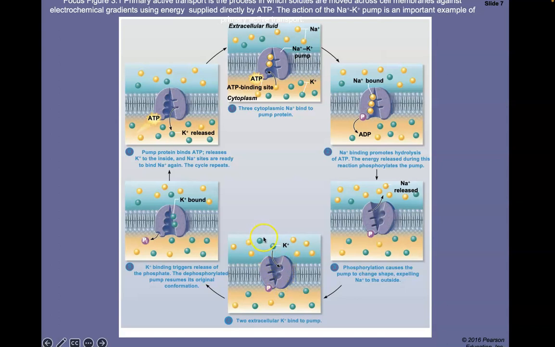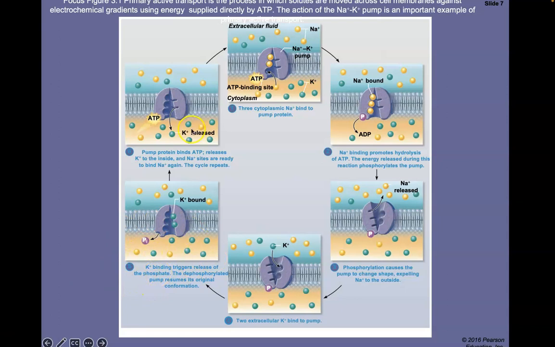And now the potassium sites are open. Potassium can then bind to the pump. And when 2 potassium bind to the pump, this is going to trigger the release of that phosphate. Boom, pop off the phosphate. And when it does that, it's going to undergo another conformational change and pop, release 2 potassium to the inside of the cell, okay?